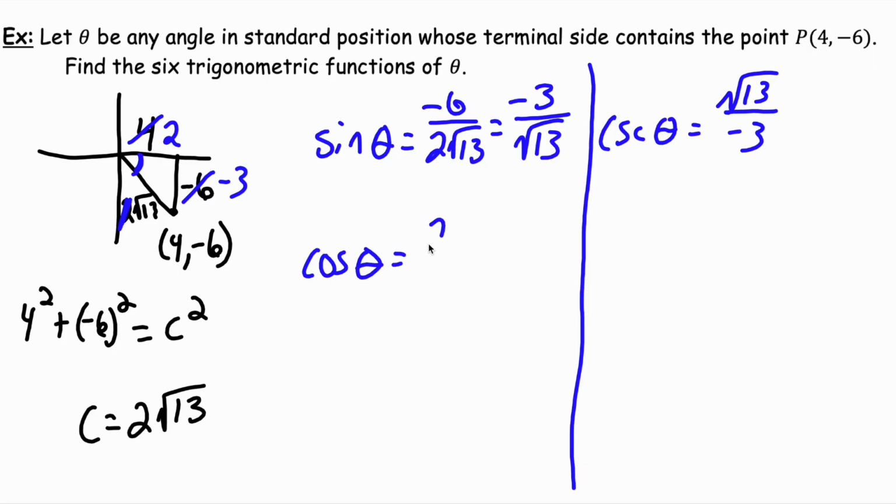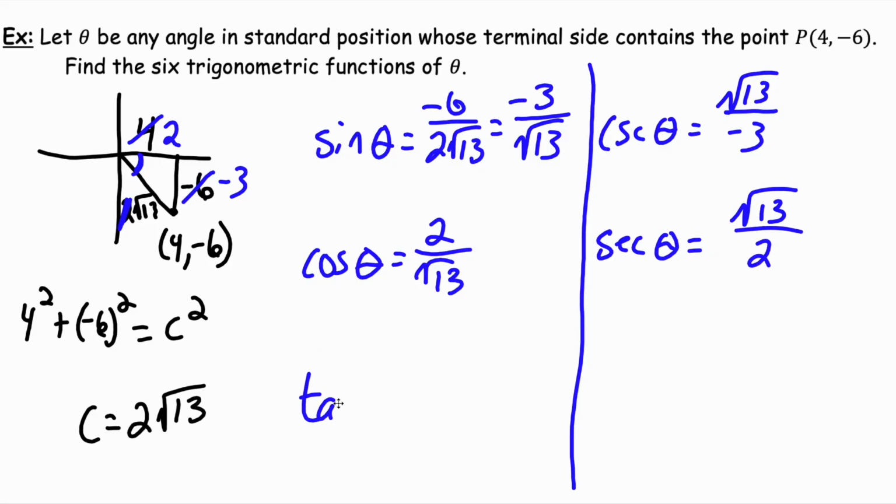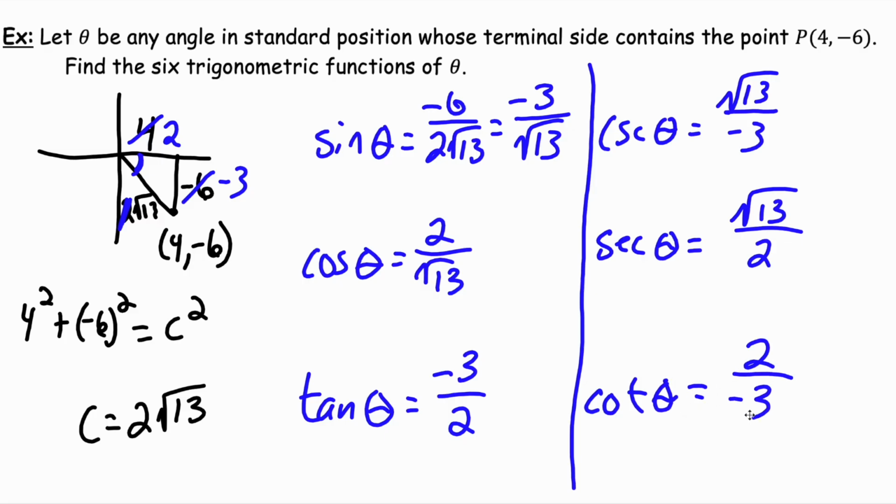Cosine is adjacent, which is 2 over hypotenuse, square root of 13, sorry. Let me clean that up. Square root of 13, that's better. Secant of theta, our angle, is square root of 13 over 2. And the last one's tangent of theta is equal to opposite -3 over adjacent 2. Cotangent, last one here, 2 over -3.